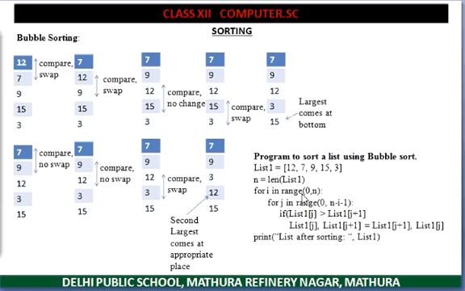Next time the value of i becomes 1 and again j starts from 0. For this, if list 0 is greater than list 1, here list 0 is smaller, so compare, no swap. Again list 1 greater than list 2, compare, no swap. List 2 greater than list 3, compare, swap. So finally the second element will be sorted. So by this condition and this statement, swapping will be done. So this is the program of bubble sort.